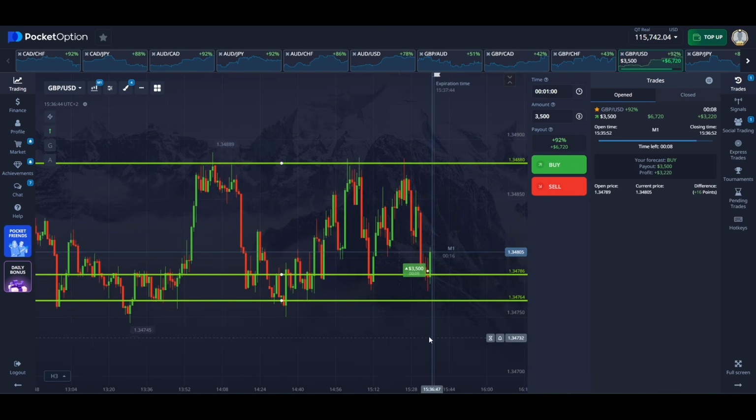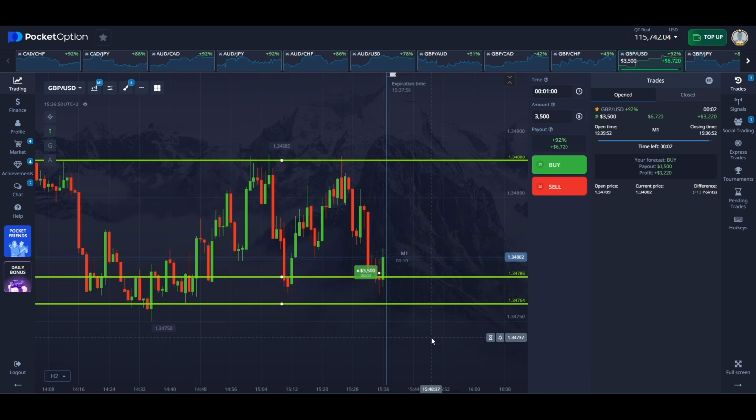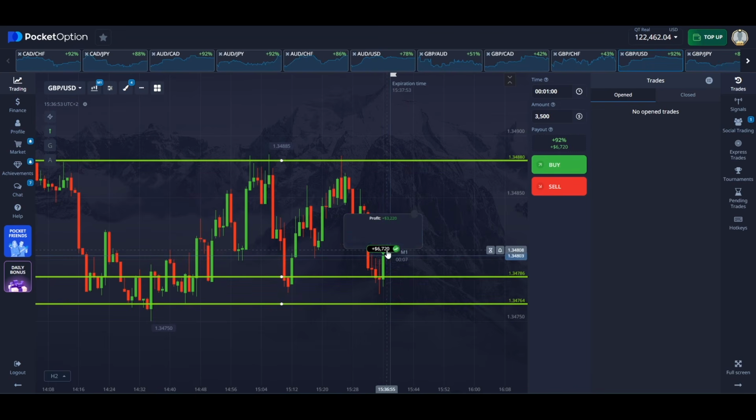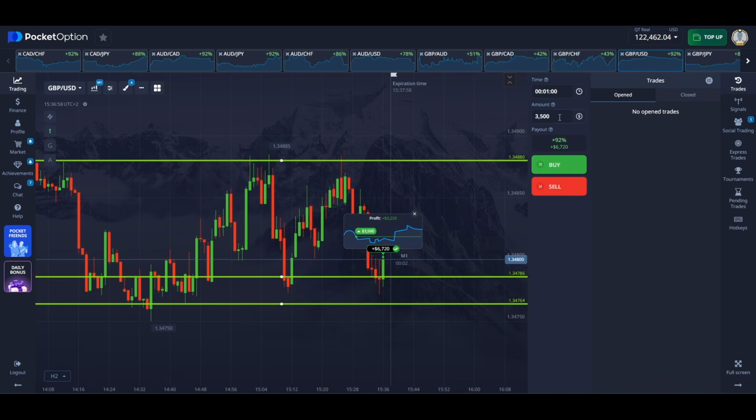So, as you can see, our ranges are working out beautifully. On top, we just have a horizontal line, but below, there's a whole price range. Keep that in mind when you're trading, especially since the payout here is good, and I'm getting $3,200. Not a bad result. I'll open the next trade for $3,000, the final one.